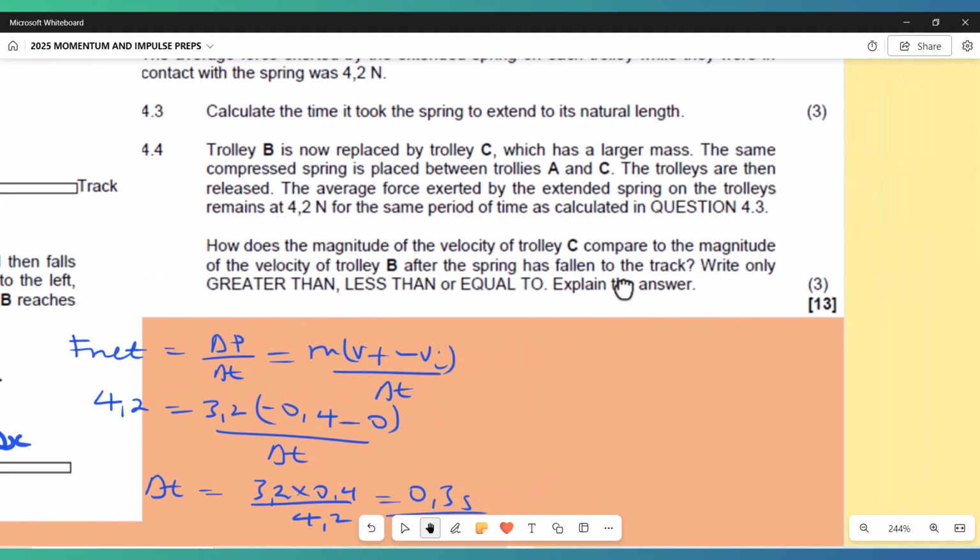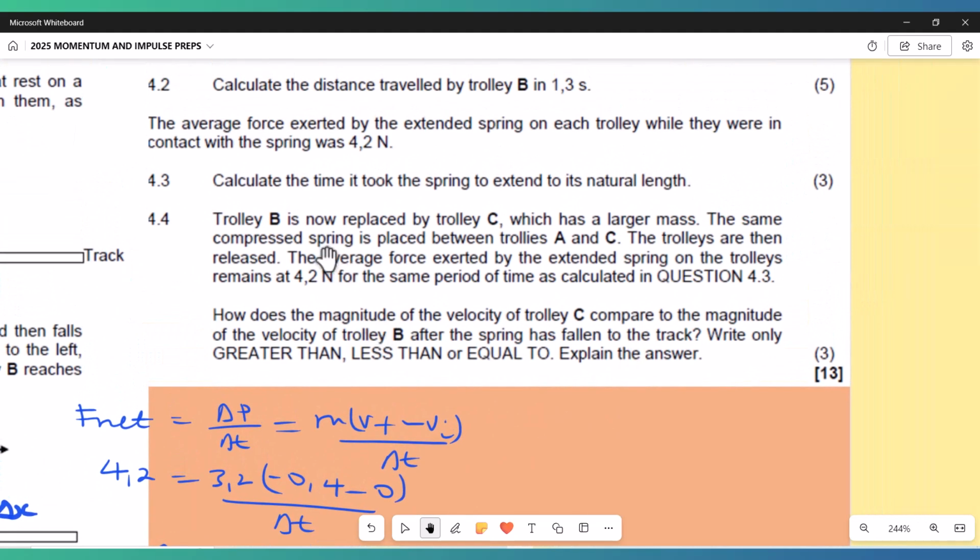Then lastly here, they said that trolley B is now replaced by trolley C, which has a larger mass. The same compressed spring is placed between trolleys A and C. The trolleys are then released. The average force exerted by the extended spring on the trolleys remains 4,2 for the same period of time as calculated in question 4.3. How does the magnitude of the velocity of trolley C compare to the magnitude of velocity of trolley B after the spring has fallen to the track? Write only greater than, less than, or equals to explain the answer.